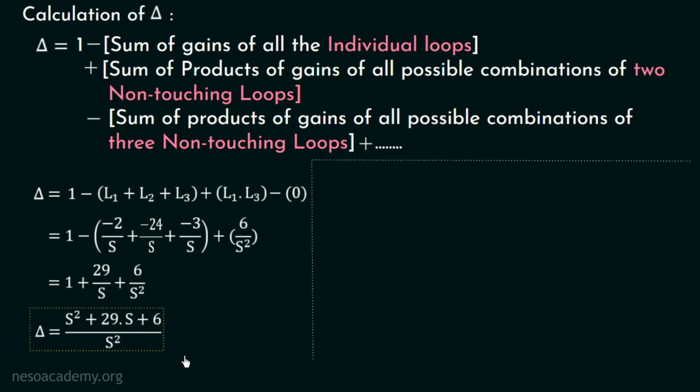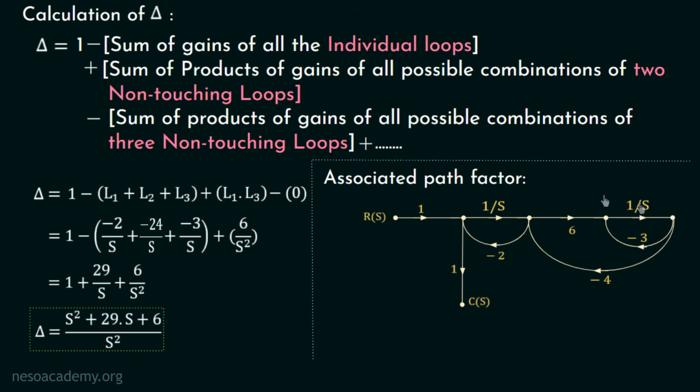We will now move on to the calculation of associated path factor. Considering this signal flow graph one more time, we know that if we want to calculate the associated path factor, we need to erase the forward path. If we eliminate or erase this forward path, the signal flow graph will look like this. Now we have to observe this signal flow graph and check for the remaining loops. The remaining loops are called isolated loops. So we can see that there are two isolated loops in this signal flow graph. The first loop is the loop L2 having gain minus 24 over s, and the second loop is L3 having gain minus 3 over s.